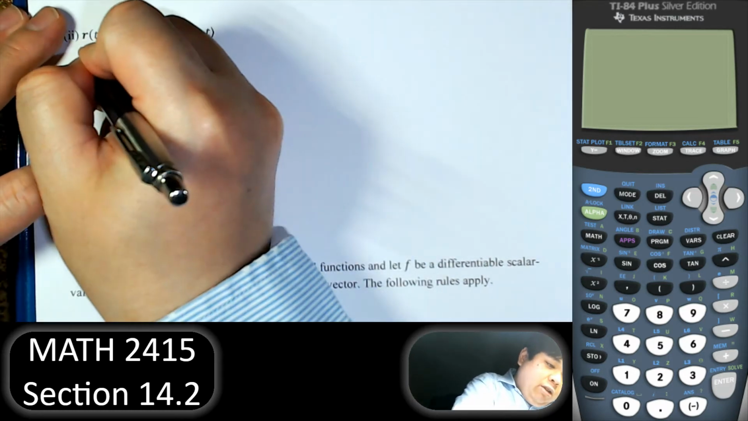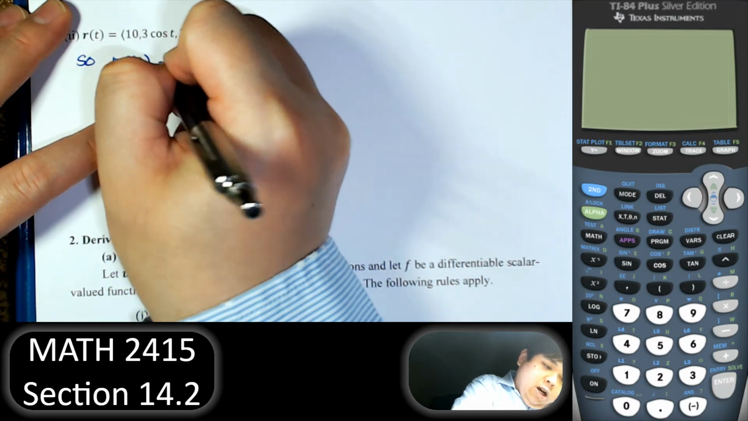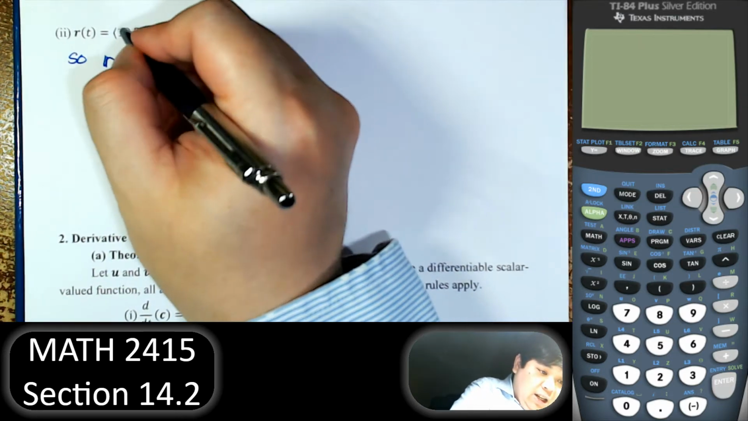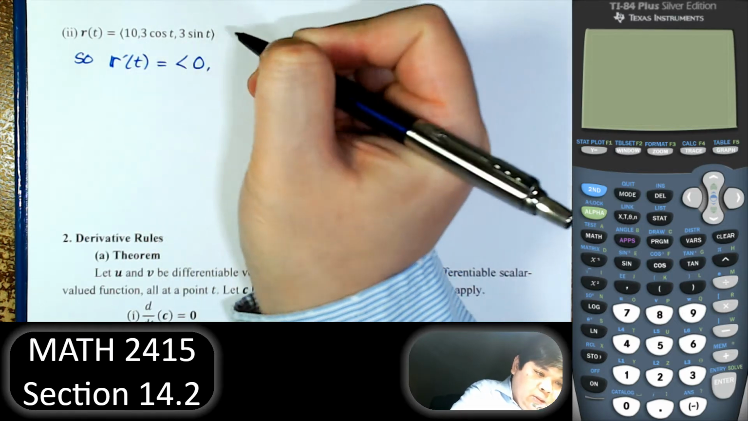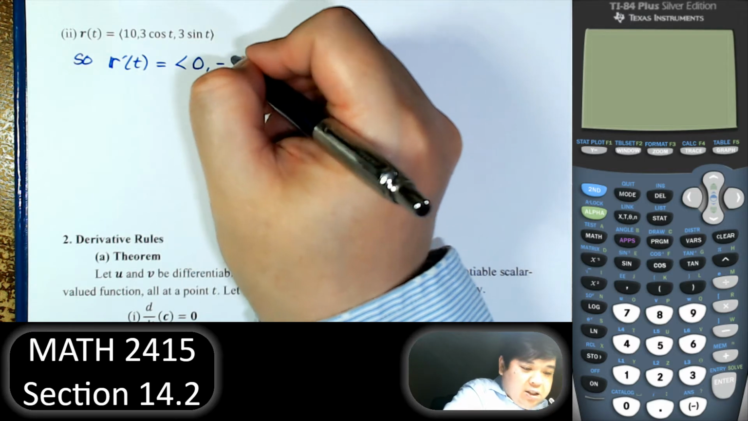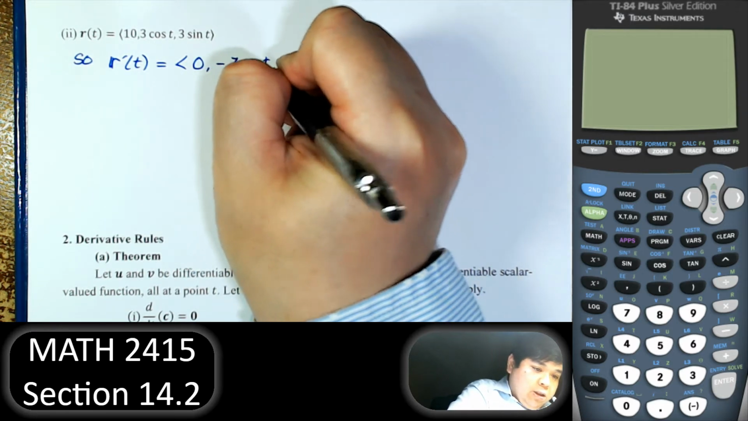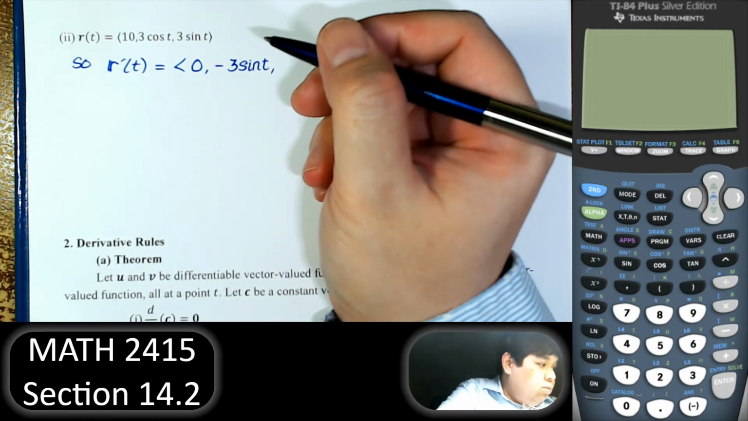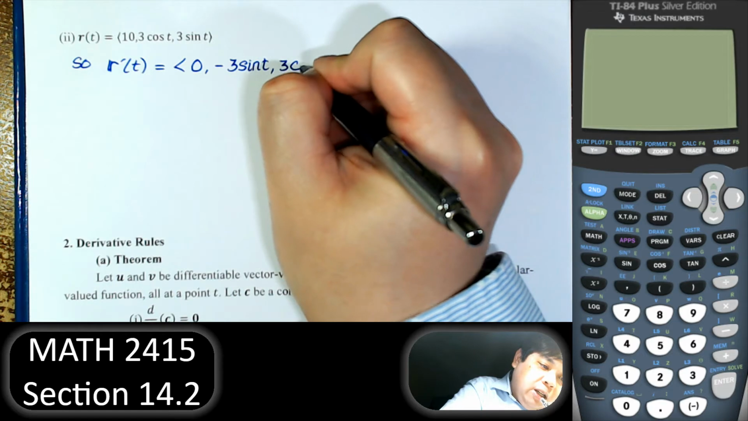So here, the same thing. First we'll take the derivative. The derivative of a constant is 0. The derivative of 3 cosine t is negative 3 sine t. And the derivative of 3 sine t is 3 cosine t.